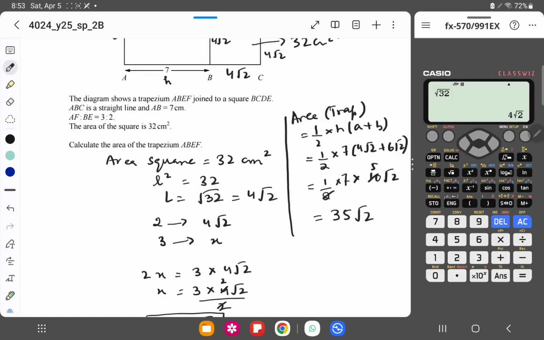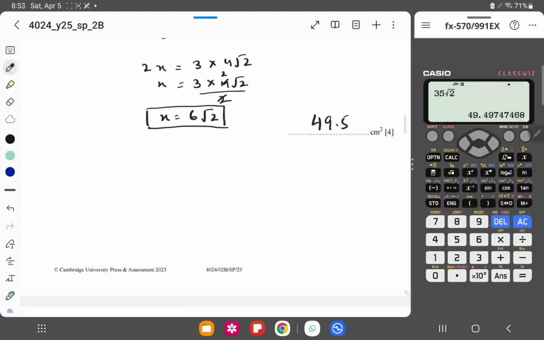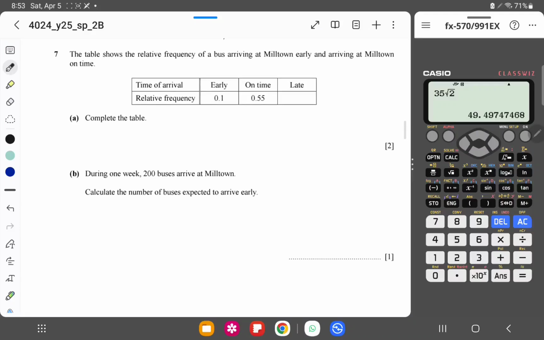Or in decimals if you want, 35 square root 2 is equal to 49.497, which means you can write 49.5 square centimeters, and you can represent this answer as well. Okay. Now question number 7.